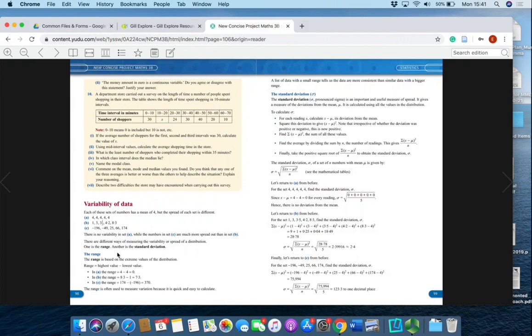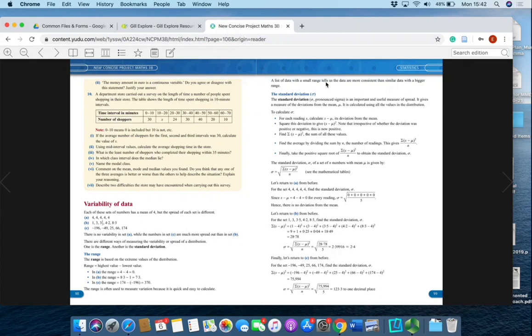Okay, so there's different ways of measuring it. A little bit I'll talk about is why there are different ways, when do we use the different ways, and so on and so forth. So the range is the one I've just talked about. It's based on the extreme values of the distribution. So the formula you need to know is that range is equal to max value minus min value.